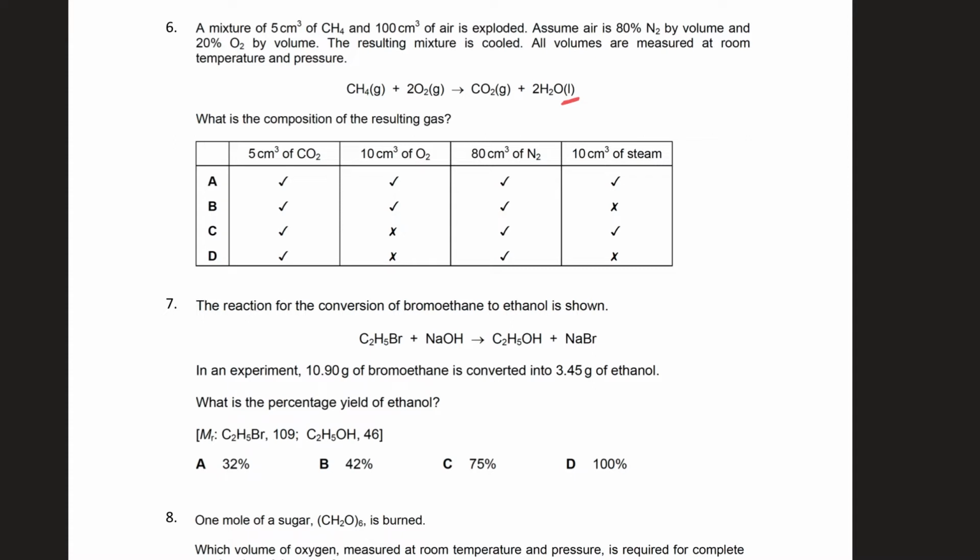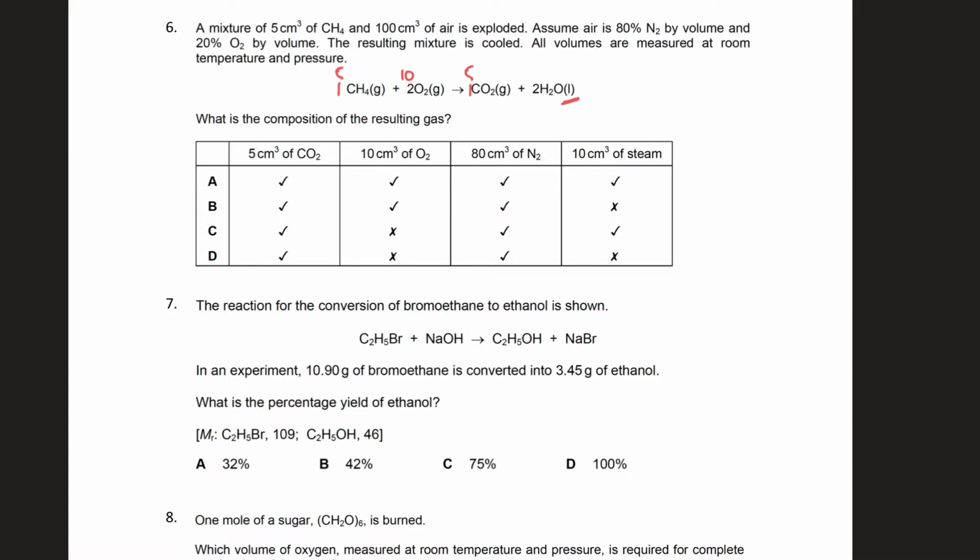Judging by that, if I have 1 mole of methane producing 1 mole of carbon dioxide by using 2 moles, I can say that if I had 5 cm cube of this, I will need 10 cm cube of this to produce 5 cm cube of this. Now remember, the mole ratio and volume ratio are basically the same. That's the law I'm using here, which means I need 10 cm cube of oxygen to completely react with this. I already have 20, so that's fine. I have 10 that I'm going to use and 10 that is left over.